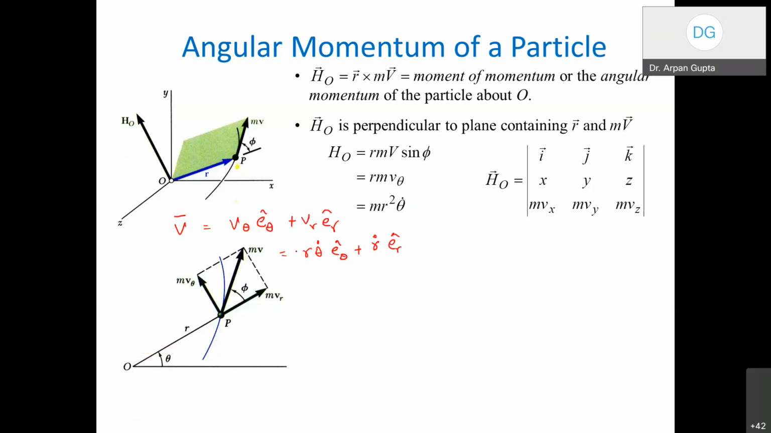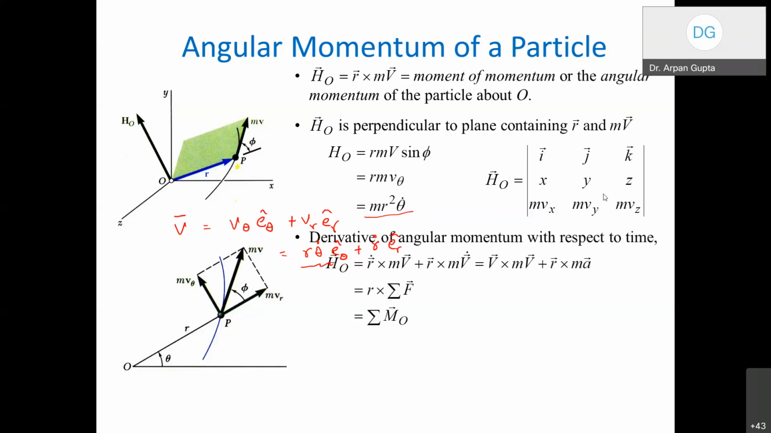This is the general expression that we have seen from particle kinematics, and it is substituted here to get the angular momentum magnitude, which is m r square theta dot. This is in polar coordinates. If you want to write things in Cartesian coordinates, then this is the matrix by which we can write the angular momentum vector. It's a cross product of the r vector and the mv vector. It's straightforward.